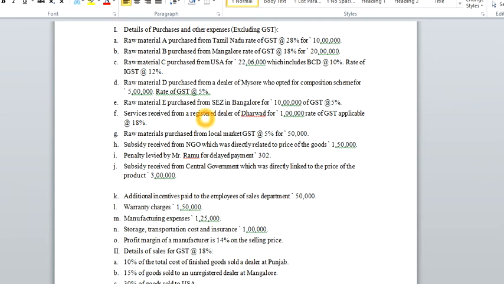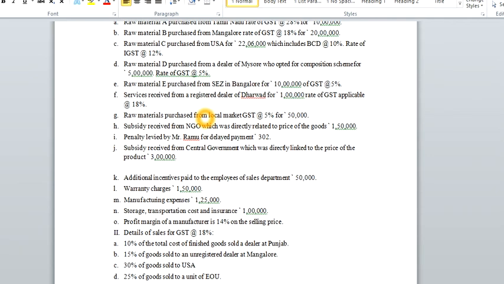Services received from a registered dealer of Dharwad for rupees 1 lakh. Rate of GST applicable is at 18%. Okay. Service received from a registered dealer of Dharwad. Ms. Rituparna has received the services. So it is nothing like, ಈಗ ಹೇಗೆ ಗೂಡ್ಸ್ನ ಪರ್ಚೇಸ್ ಮಾಡ್ತಾರೆ ಅದೇ ರೀತಿ ಸರ್ವಿಸ್ನ ಪರ್ಚೇಸ್ ಮಾಡಿದಾಗ ಅಥವಾ ಸರ್ವಿಸ್ನ ಪ್ರೊಕ್ಯೂರ್ ಮಾಡ್ಕೊಂಡಾಗ, even this 1 lakh rupees has to be added while computing the transaction value.